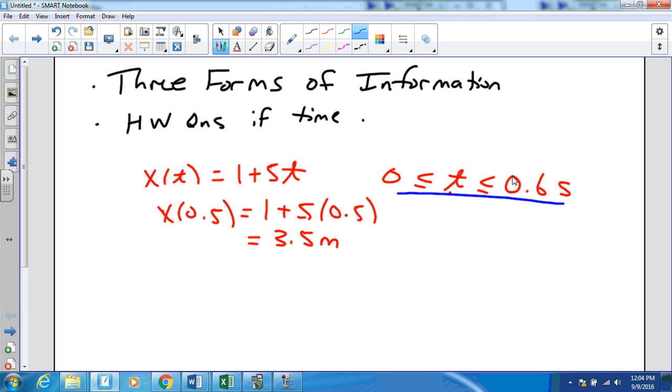What does the M represent? It represents units here. Very often with this equation will come some notation, something like this: t in seconds, x in meters. That will tell you the units that you're working with.